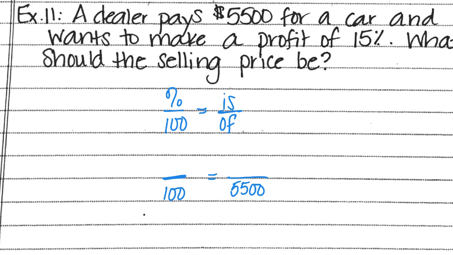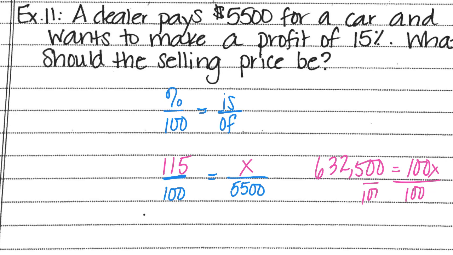But he wants to make a profit, a gain. So I'm going to call that 115 because this is going to give me the total amount that the guy needs to sell his car for. It's not just going to give me the 15%. So I don't have to worry about taking the $5,500 and then adding that 15%. I've already got that done. So when I cross multiply, 115 times 5,500 is 632,500, and that's equal to 100x. Well, this is easy. I could just cross out those two zeros, and it looks like he needs to sell the car for $6,325.